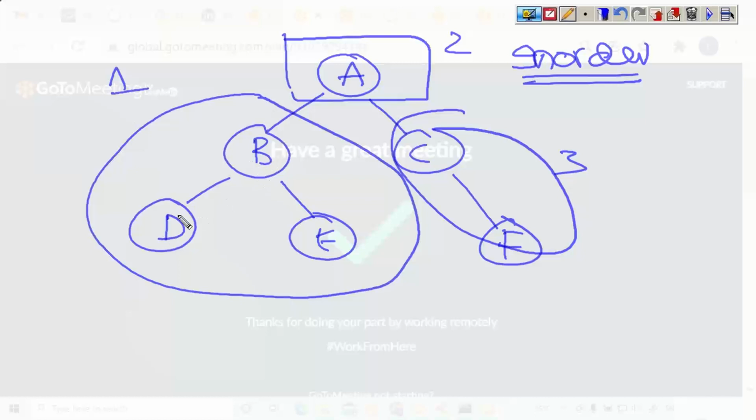So, in case of in-order, D, B, E. Start with D, B, E. So, left side is got over. Then, middle in-order, A. Then, right side. In the right side, C is there with F as a child. It is also in-order. Left side is not there. Yes or no? Left child is not there. You have to go for C and F. Correct or not?